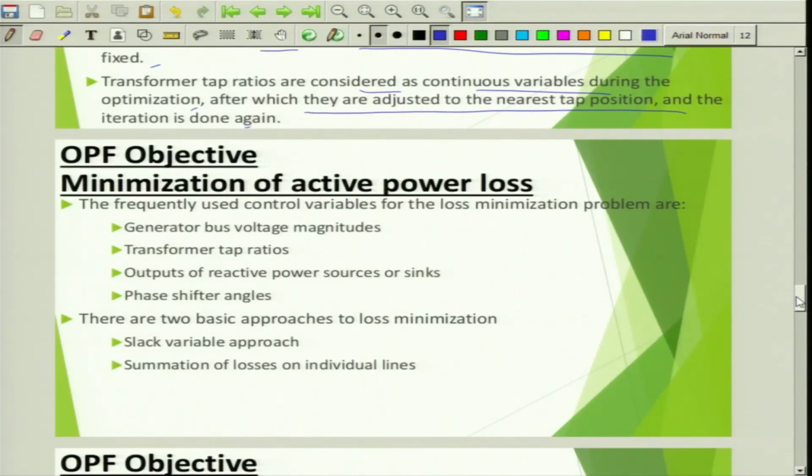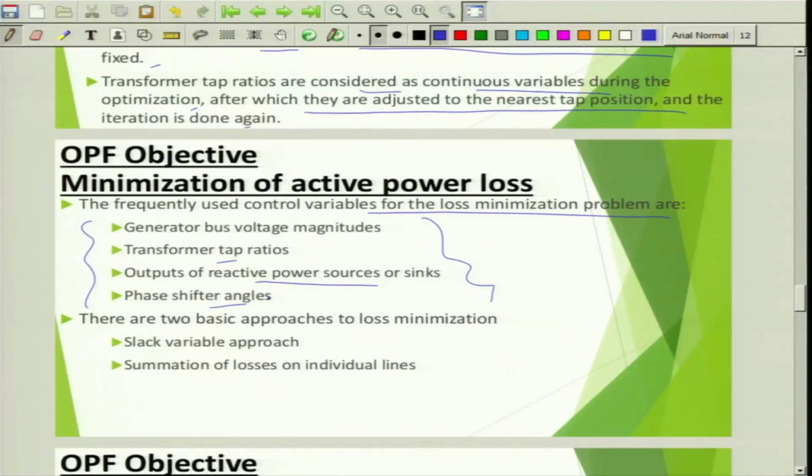So, the frequently used control variables for the loss minimization problem are generator bus voltage magnitudes. How do you manage the generator bus voltage magnitudes? And transformer tap ratios. Outputs of reactive power sources or sinks. Let us say you have D-STATCOM, other renewable source converters, as we have already discussed. So, these are some of the control variables through which you can manage the voltage profile. If you manage the voltage profile, you will eventually reduce the losses properly, and phase shifter angles as well.